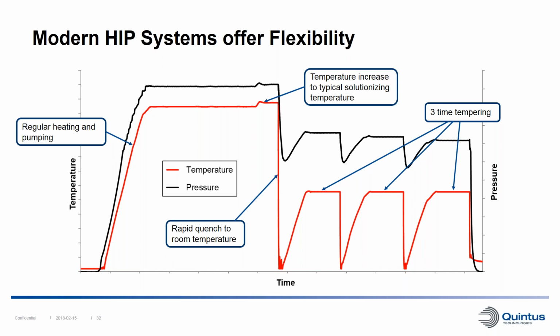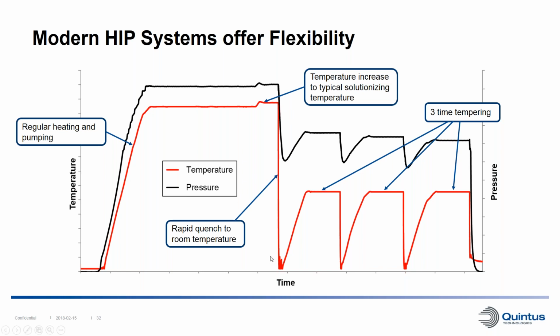So we have in the beginning a regular heating and pumping step, and then we have a regular soak time. However, at the end of the soak time, we increase the temperature somewhat to represent more the typical solutionizing temperature for this material. Then the material was quenched down to room temperature, and the quenching rate in this step was around 3,000 to 4,000 degrees Fahrenheit per minute.